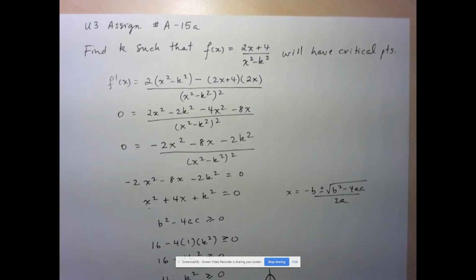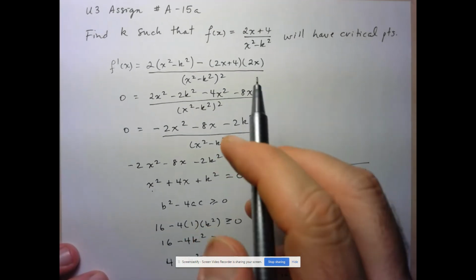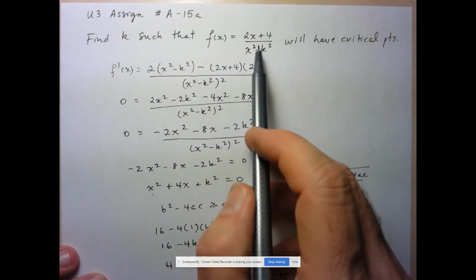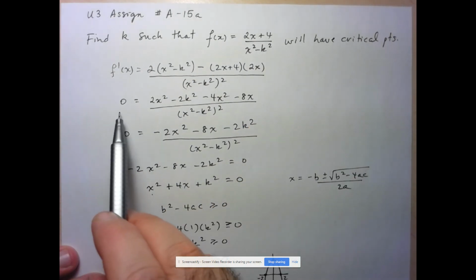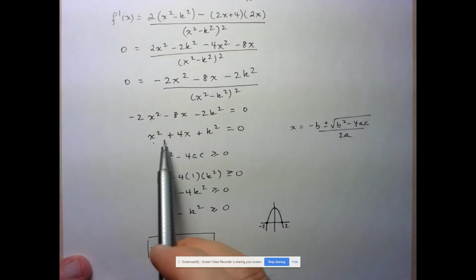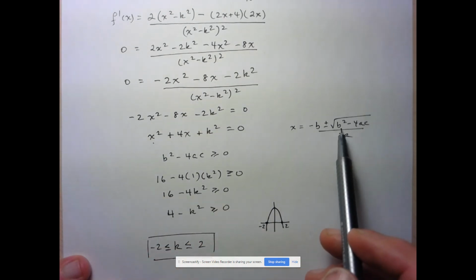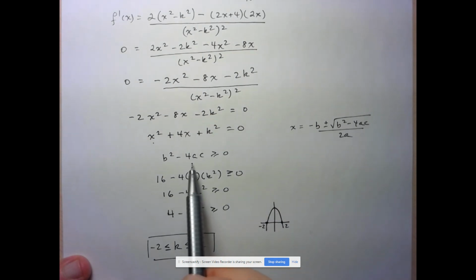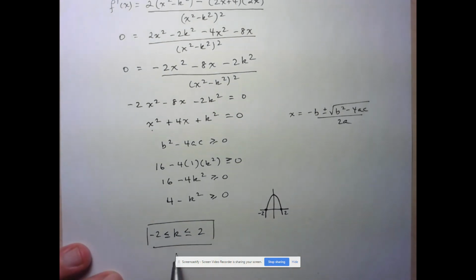Let's recap. We needed to determine the k value such that this has critical points. So what condition has to be met? The first derivative needs to be equal to 0. It turned out that we ended up with a quadratic equation which needed to be satisfied, and a quadratic equation has solutions when the discriminant, b squared minus 4ac, is greater than or equal to 0. From there, I was able to figure out my solutions. That's it for this one.